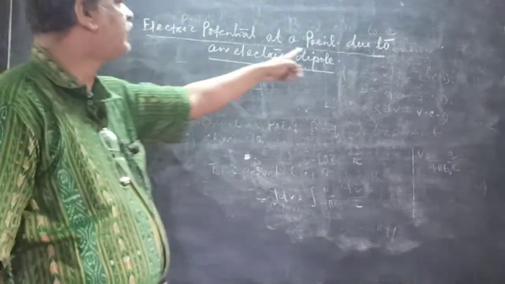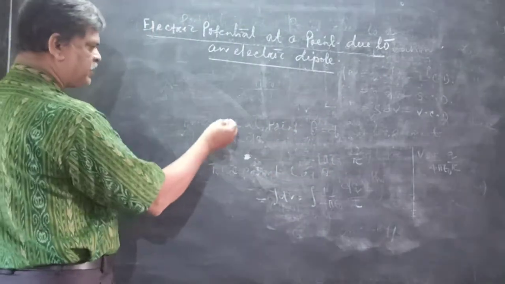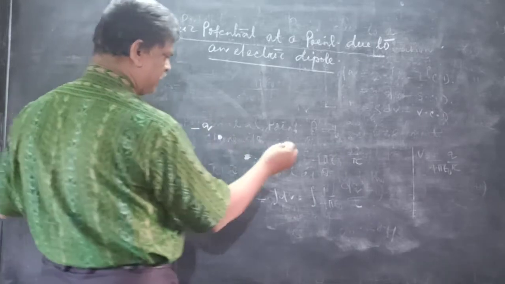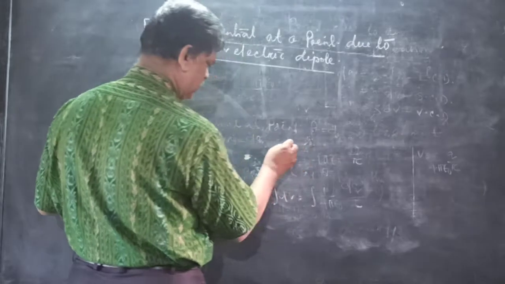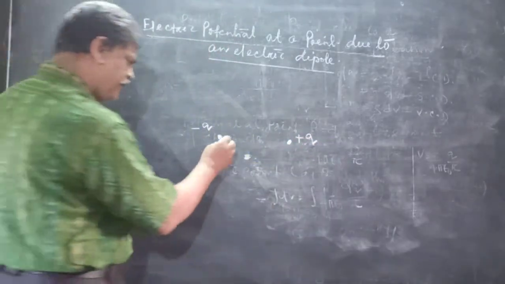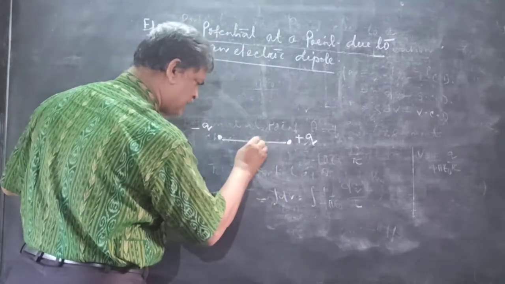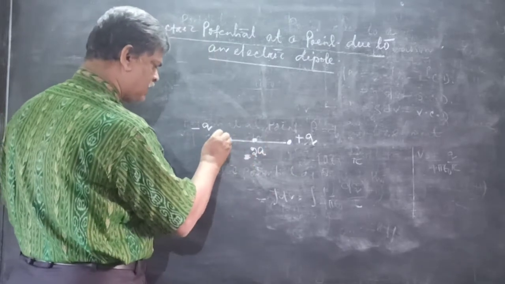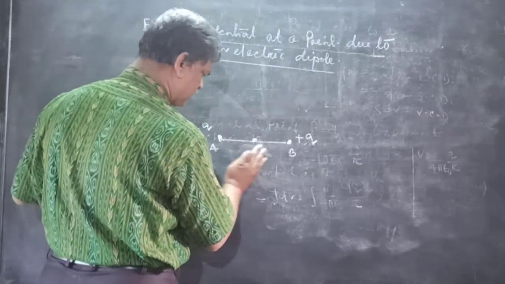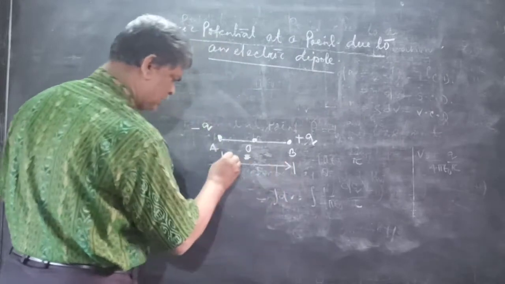Now you find the electric potential at a point due to an electric dipole. Suppose this is your electric dipole. So this is minus q and this is your plus q. Two equal and opposite charges separated by a distance. Let this distance be 2a, and this is the center of the dipole, O. Let this be A, this be B, and this be O. This distance is equal to 2a.